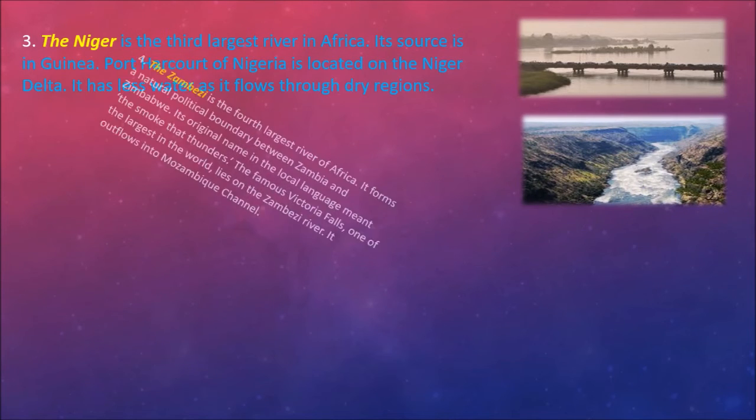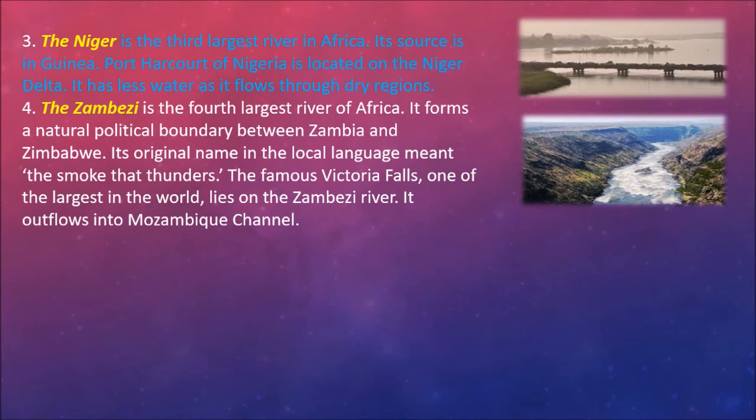The fourth river is River Zambezi. It is the fourth largest river of Africa. It forms a natural political boundary between Zambia and Zimbabwe. Its original name in the local language means the smoke that thunders. The famous Victoria Falls, one of the largest in the world, lies on the Zambezi River. It outflows into Mozambique Channel.